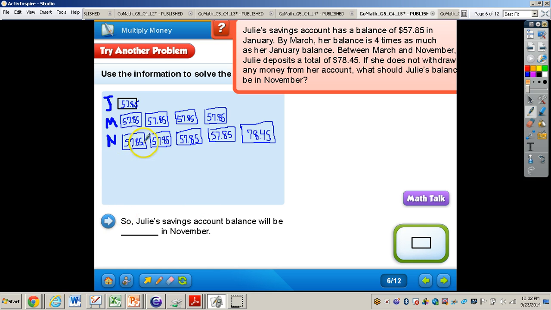Now we can see November. Remember, we still had the money from March, and then we added an additional $78.45. Now, to write this out, we can see January $57.85. For March, we can multiply that $57.85 times 4. For the month of March, I want you to write this down in your Go Math book: $57.85 times 4 is $231.40.